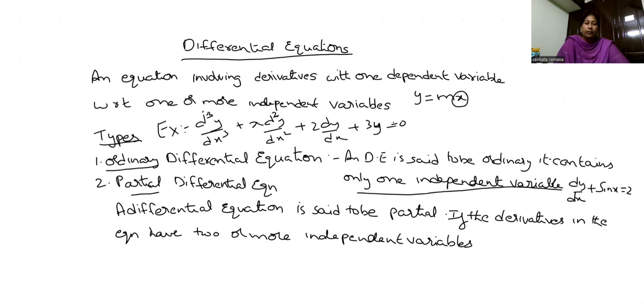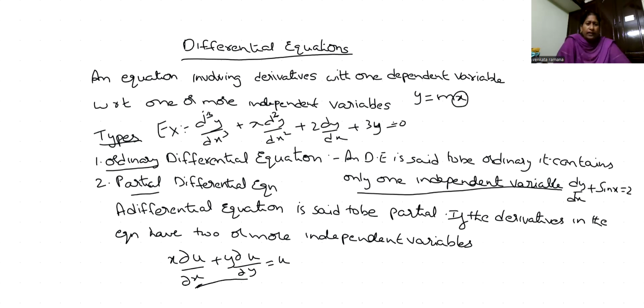Next one is partial. A differential equation is said to be partial if the derivatives contain two or more independent variables. Suppose x into dou u by dou x plus y into dou u by dou y is equal to some u. Here the dependent variable is u, and we have two independent variables, x and y. So this is the partial differential equation.